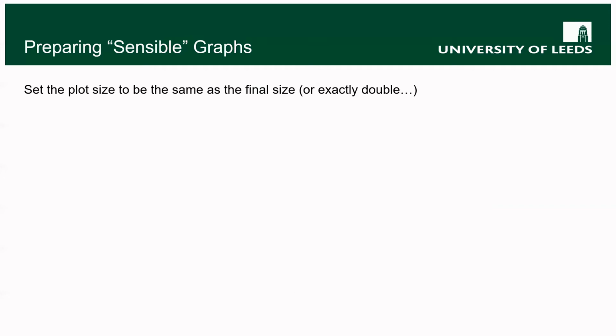So, various things about producing sensible graphs. First of all, set the point size to be the same as the final size, or set the plot size to be the same as the final size. So if you're making a plot to go in a report, and you know that you're doing column width, and therefore your column width is about 8.5 centimeters, set the plot size in Origin or whatever it is you're using to be 8.5 centimeters, or possibly 17 centimeters wide, and then you can scale everything else so it looks proportionate for that size.